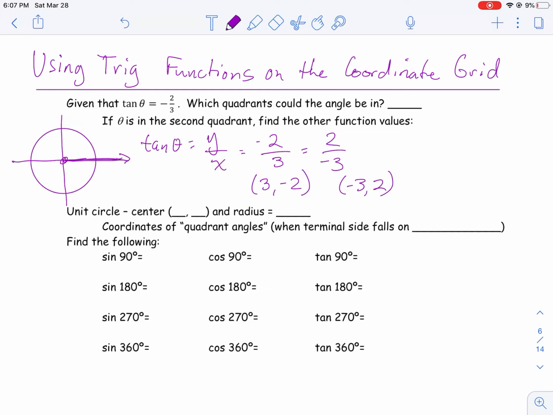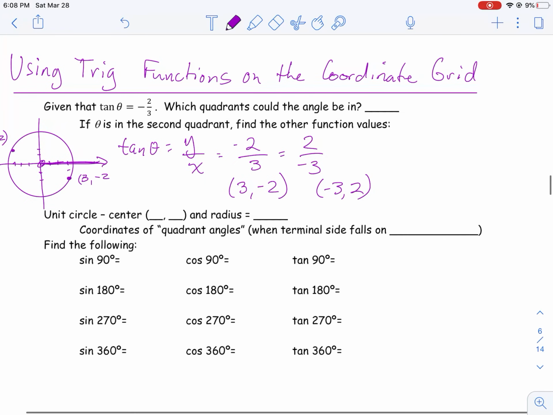So if we think about it on a circle, if I go right 3 and down 2, I need to land on the coordinate grid. I'm picturing this as 3, negative 2. I'm just kind of picturing this about like so. Or I could go left 3 and up 2. And again, I'm picturing about like so. So we can see negative 3, 2.